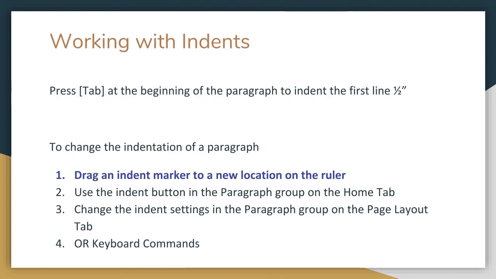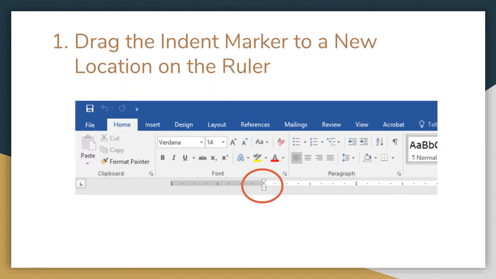So to change the indents, now that we know what they are, you can press tab at the beginning of the paragraph to indent the first line ½ inch. That's probably the most common way, the easiest way. When we start typing first, we hit tab and then we start typing. It'll give us that ½ inch indent. Every time I hit tab, it'll make the indent bigger by ½ inch increments.